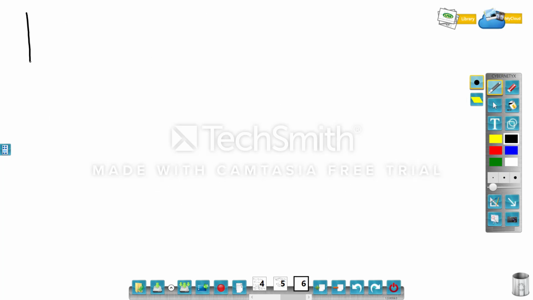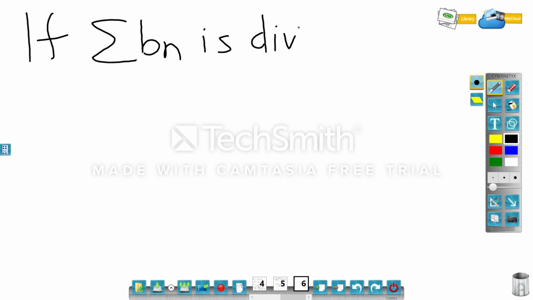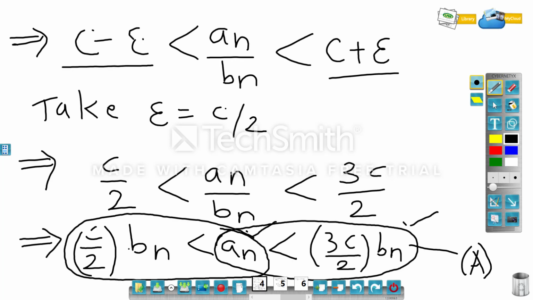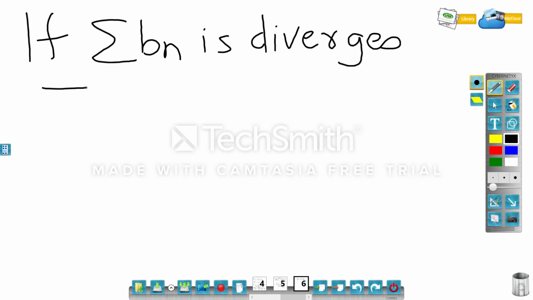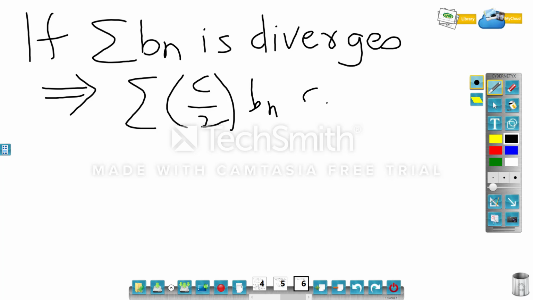So second, if series Bn diverges, so let's come to that inequality. If the series Bn is divergent, then c by 2 times Bn also diverges, and by comparison test series An is also divergent. If Bn diverges, that means series c by 2 times Bn diverges by comparison test.